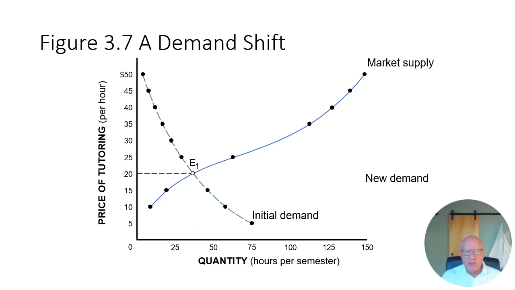But before we do the shift, let's start off with our original supply and demand. This was the one from our previous lecture where we finally figured out that at a $20 price, tutors and students would come into balance where we would get an equilibrium price, which came about, remember, from the intersection of this demand curve and this supply curve.